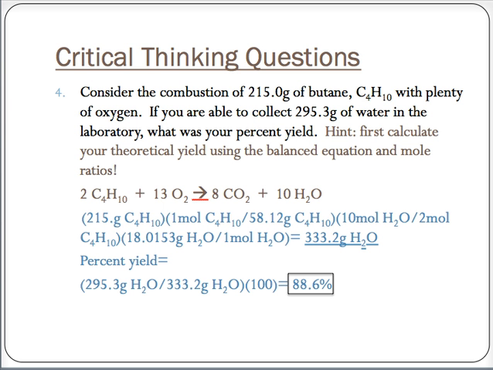To find the percent yield, you plug that into the equation that we just went over. So you plug in the actual yield, which is the 295.3 grams of water, over the theoretical yield, which is 333.2 grams of water, times 100 to get the percent yield of 88.6%.